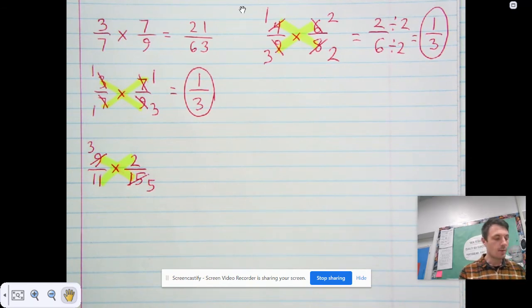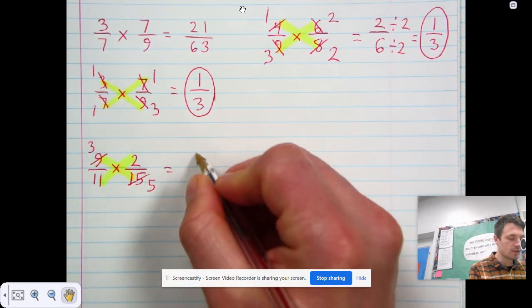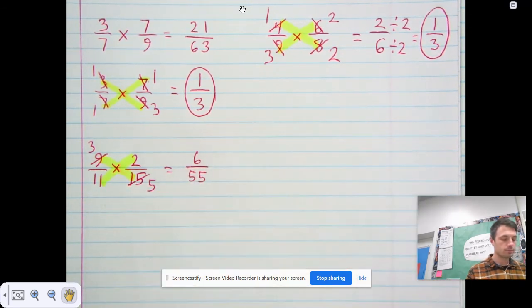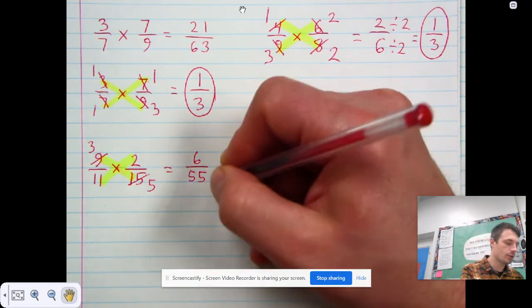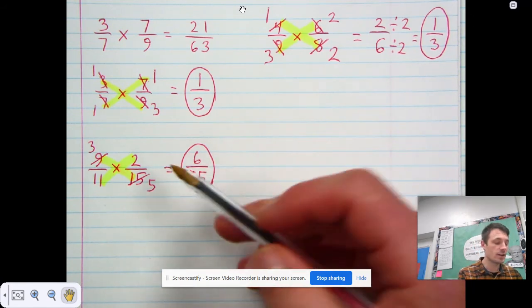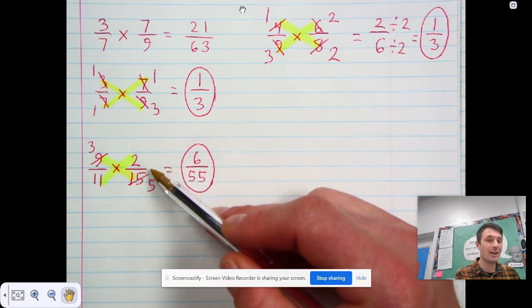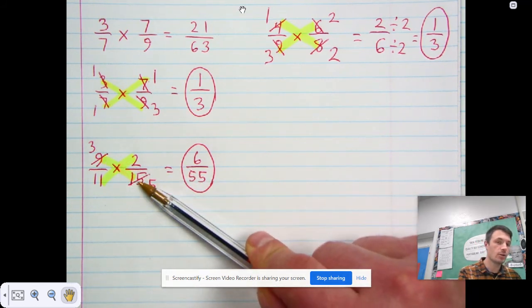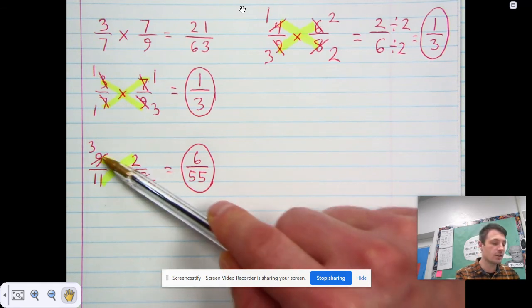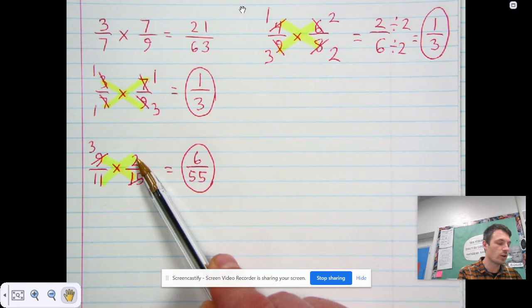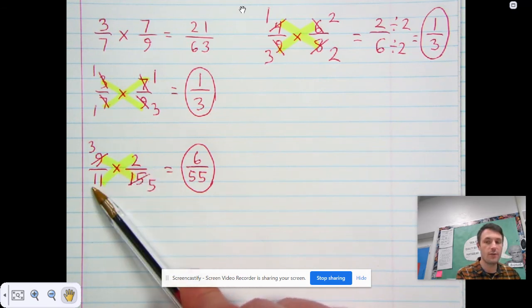Okay, and now I multiply straight across. 3 times 2 is 6. 11 times 5 is 55. Okay, and that's my final answer. So that's how you cross cancel. Instead of cross canceling with the numerator and denominator, you cross cancel from this numerator to this denominator. You find the GCF and you divide this numerator and this denominator by the GCF, and you divide this numerator and this denominator by the GCF.